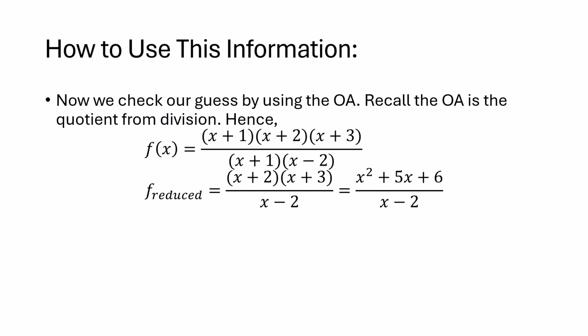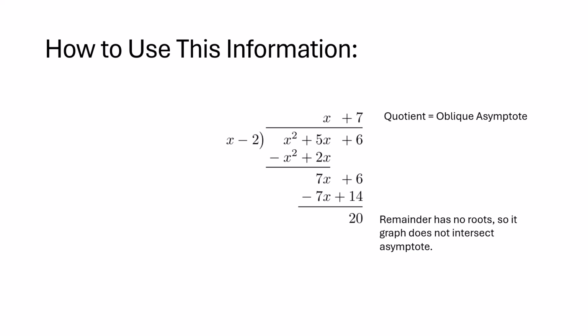So first thing I'm going to do is I'm going to reduce this rational function down because both the numerator and denominator have x plus 1 as a factor. Remember, that's where the hole comes from. When I reduce it down, I have x squared plus 5x plus 6 divided by x minus 2. When I do the division, the quotient is going to be the oblique asymptote. The remainder, in this case, is just 20. It has no roots, so the graph cannot intersect the oblique asymptote. And as we confirm here, the oblique asymptote is indeed x plus 7. So this is our second confirmation that our format seems to be correct.